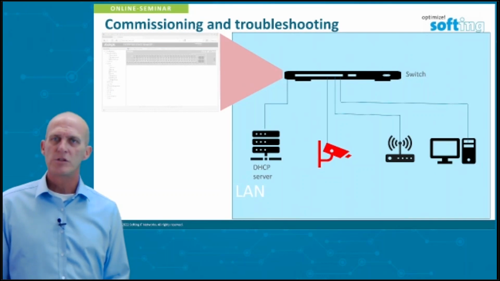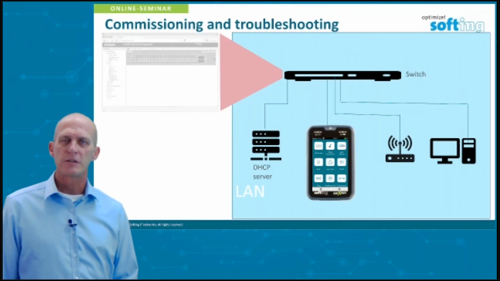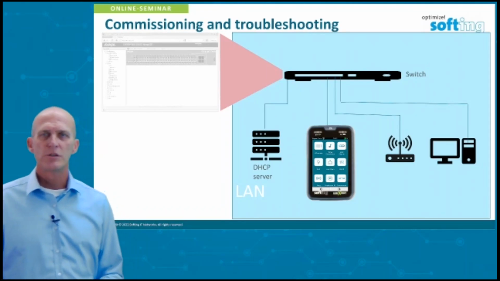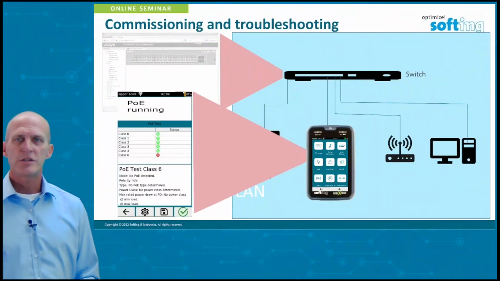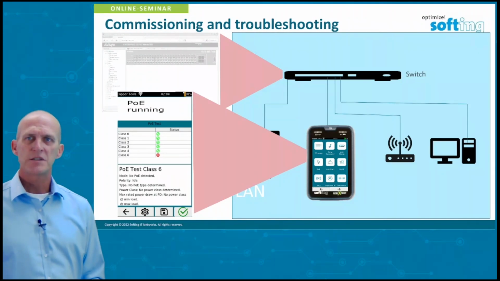So the only thing you can do is put a handheld device onto that link and try and find out what's wrong with that link. In this case, I've connected one of my link experts to the network, and I'm running a test now on that network. And actually, I find out in this test that PoE class 6 doesn't work.